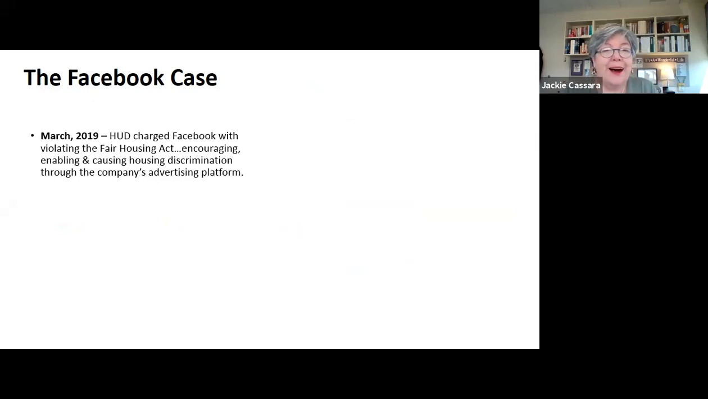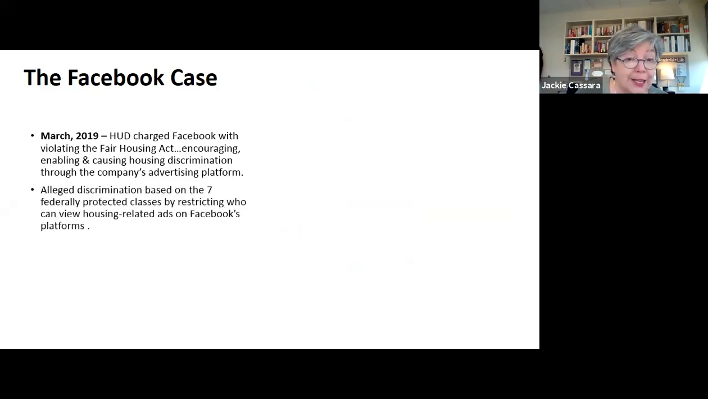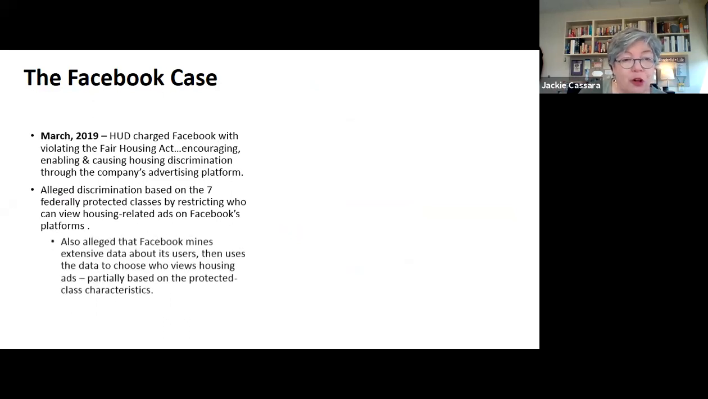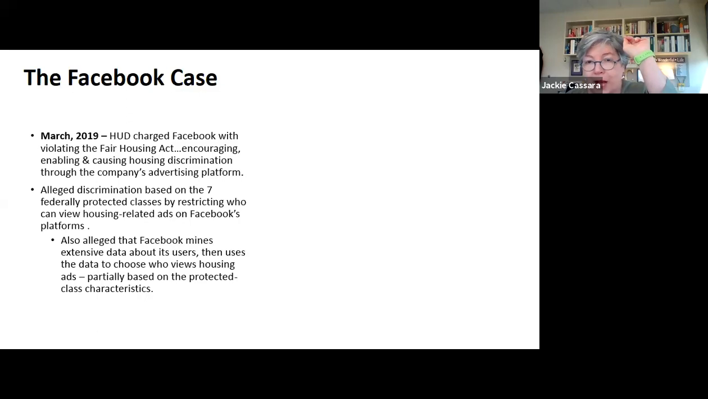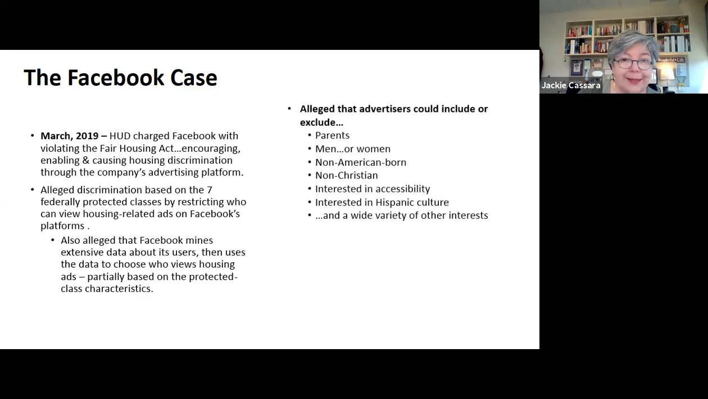HUD charged that Facebook was violating the Fair Housing Act, encouraging, enabling, and causing housing discrimination through their Facebook advertising platform. They said that the discrimination was based on the 7 federally protected classes by restricting who could view housing-related ads on Facebook's platforms, and also alleging that Facebook mines the data. Data is huge right now, gang, and it mines the data about its users. Facebook knows everything about us. They know where I want my watch bands. But they use that data then to choose who views housing ads, partially based on their protected class characteristics.